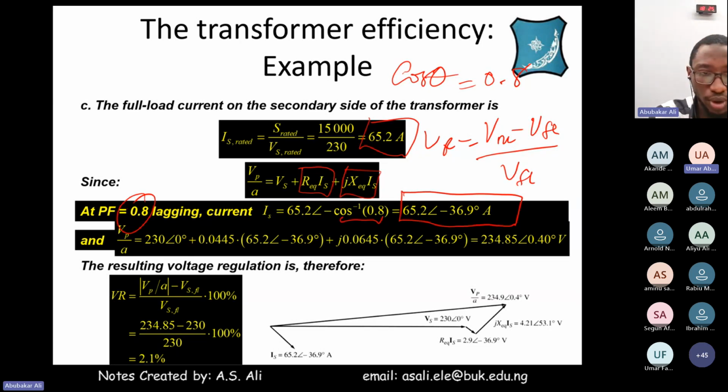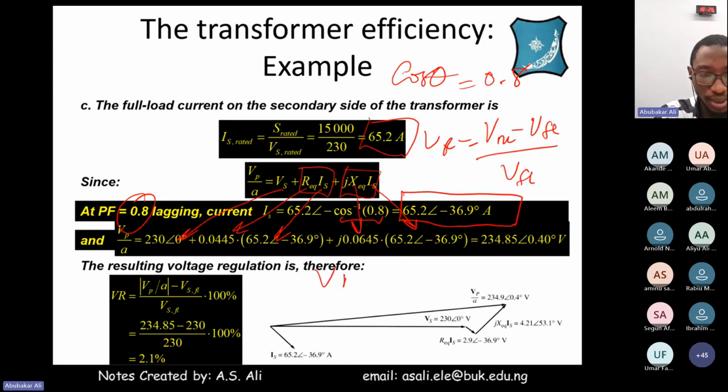So now we know IS, we can put it into this to find VP over A, for example. And what is this? Okay, so VS is this, R equivalent, we know it, IS, we know it, J X equivalent, IS, we know it. And this gives us 234.85.